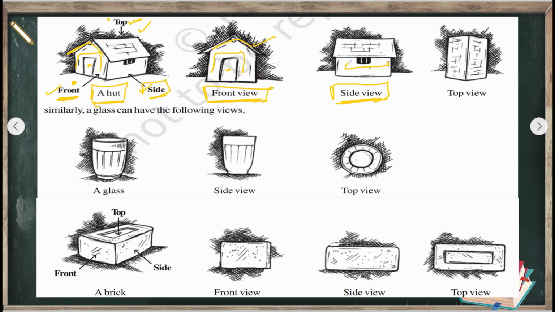So we have this wall, there is one window and this roof here. And if you look at this hut from the top, it will appear like this. It is two trapezium, so this view is called the top view.